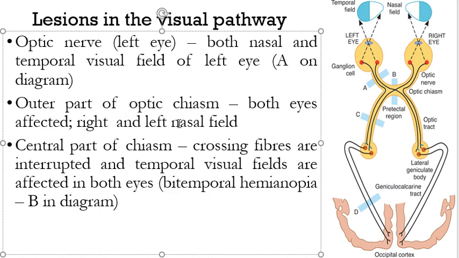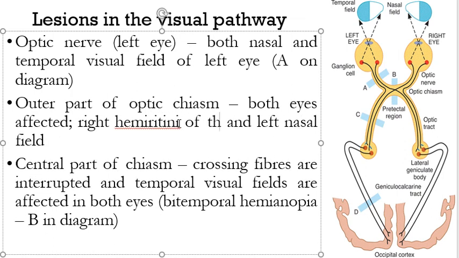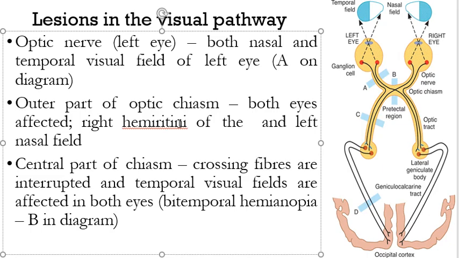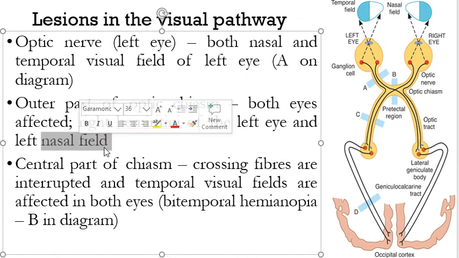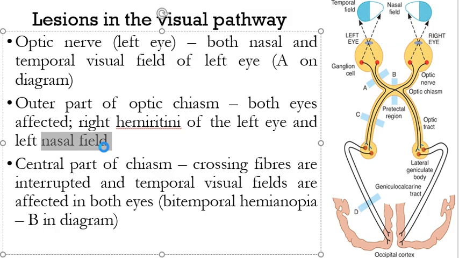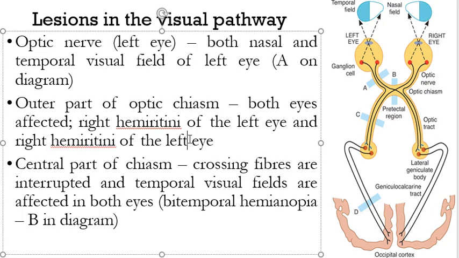Okay, let's type that together. Right hemiretina of the left eye. Okay, and left hemiretina. I think that would bring up better understanding. Okay, and then we have the right hemiretina. Okay, so let's change that. Right hemiretina of the right eye. Let's see if we're okay with that.